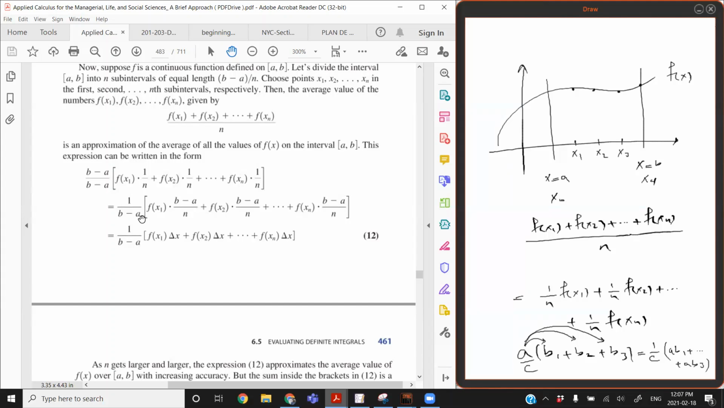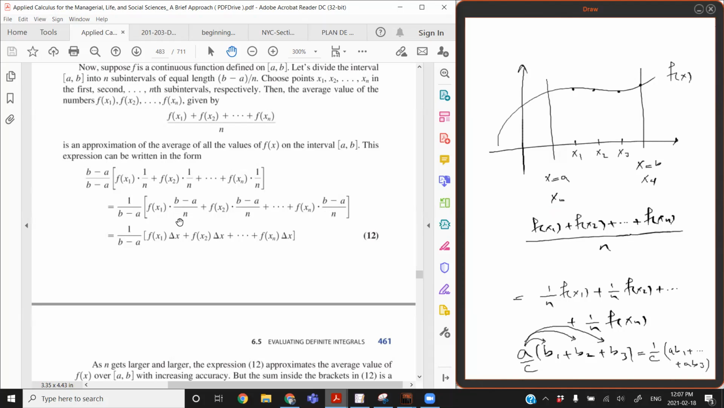So the 1 over b minus a stays outside of the square brackets, but the b minus a, you multiply that by 1 over n, you get this. You multiply that by 1 over n in the next term, you get this, and all the way. What is the purpose of that?